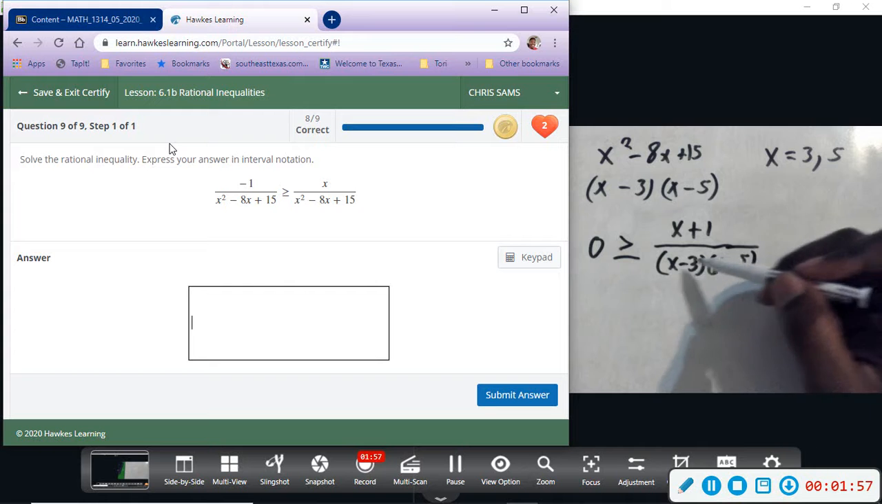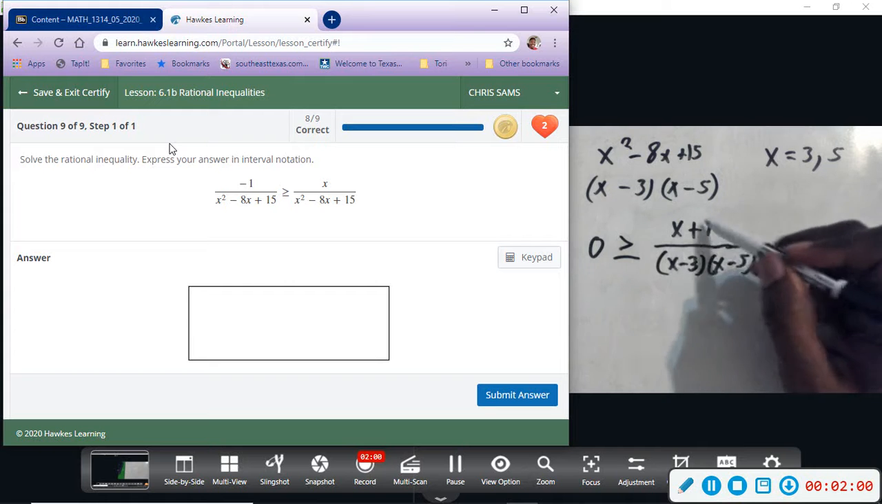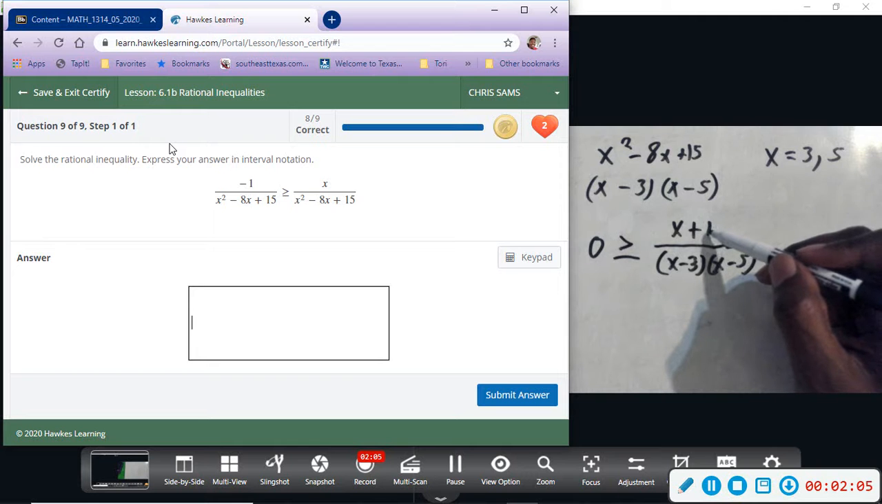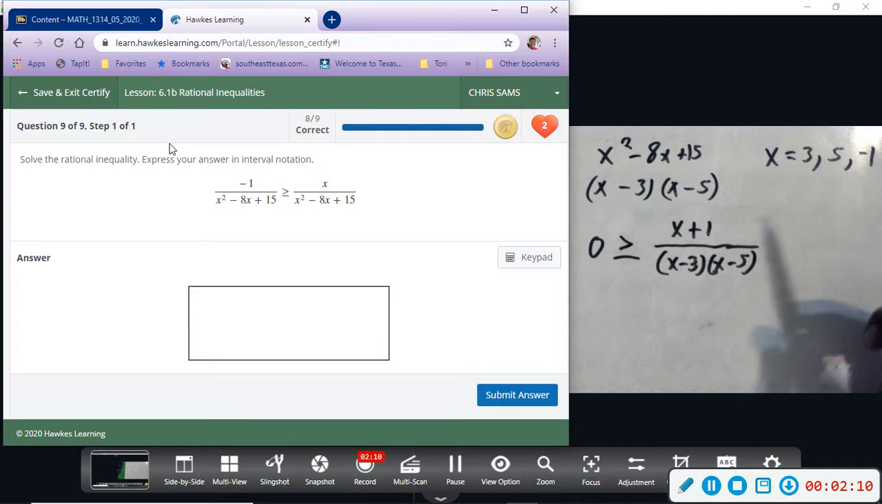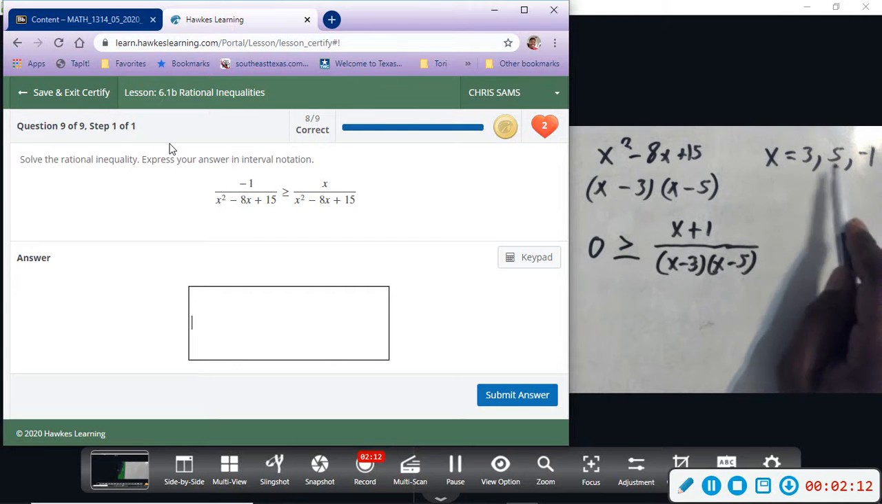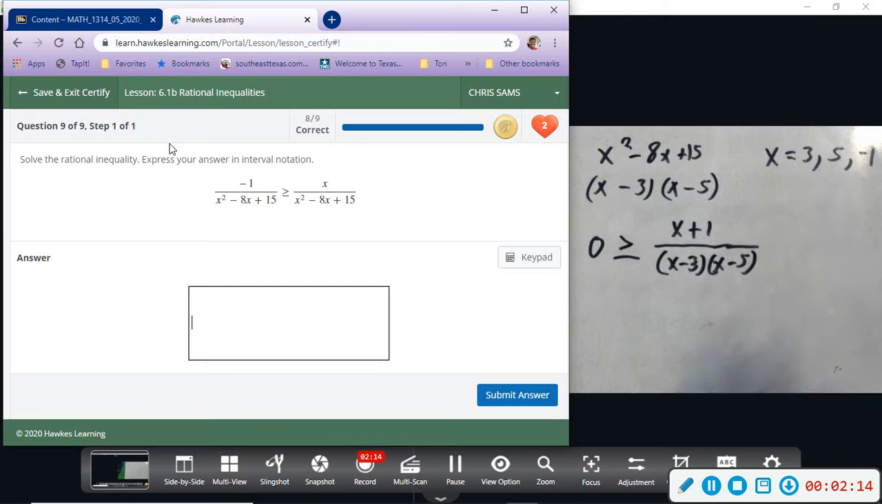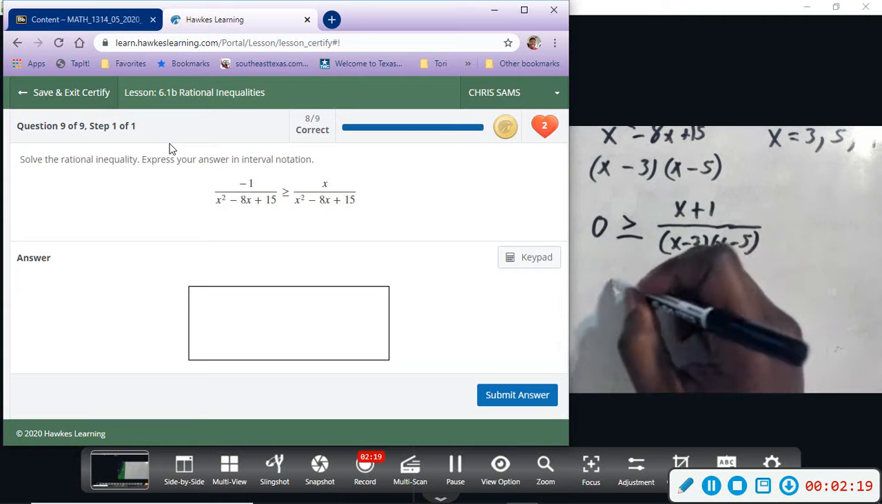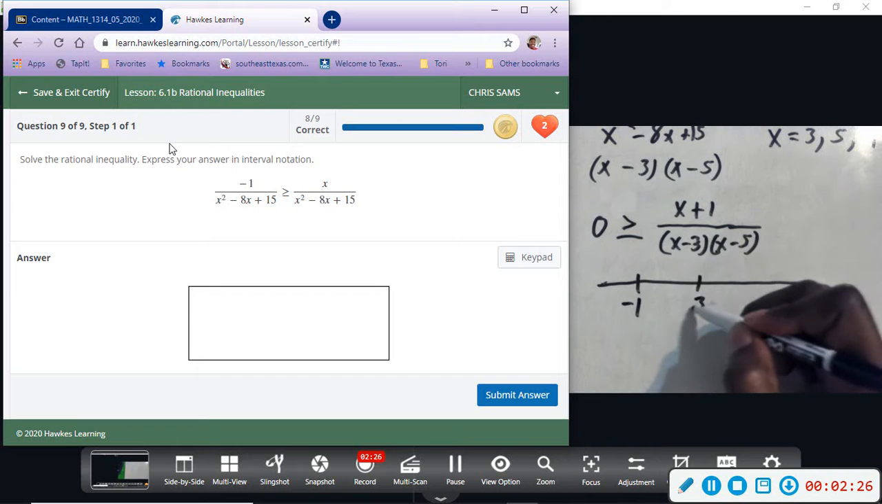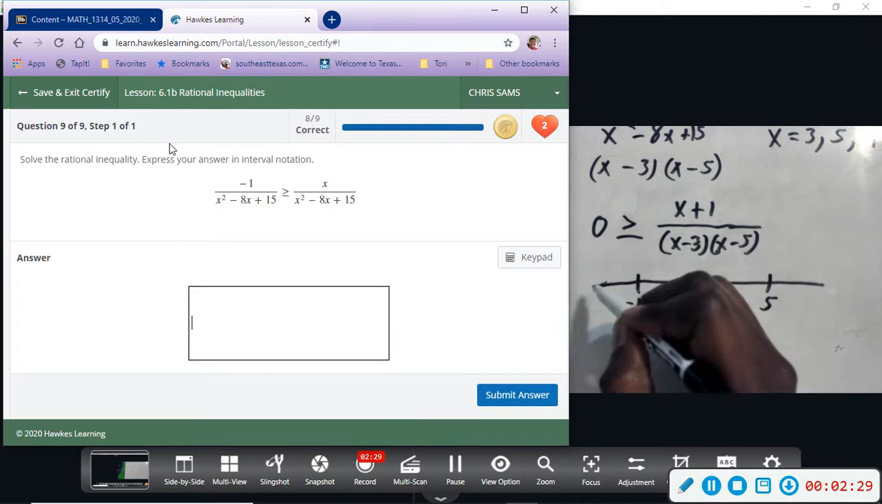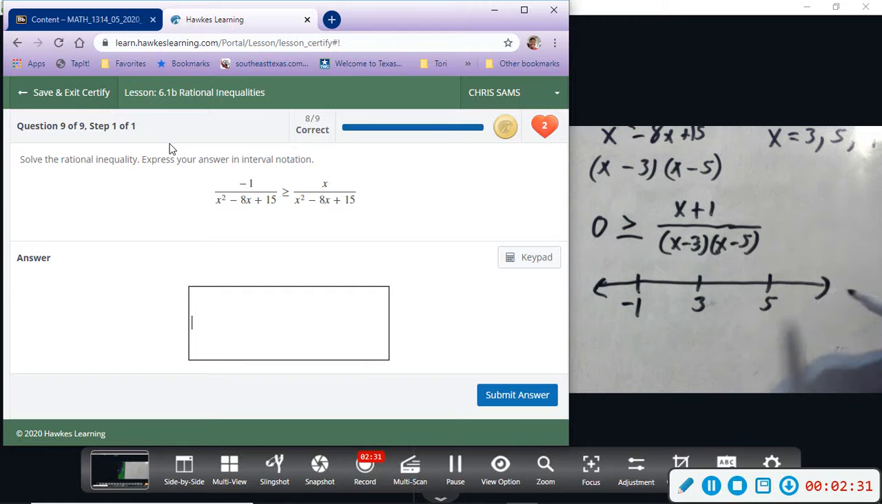So we already got our critical values from these two. Now we just need one from here. So setting this equal to 0 will give us -1. So 5 and 3 cannot be included, but -1 can because of the equal. So we'll draw a number line: -1, +3, and +5. And we will just pick numbers in between.